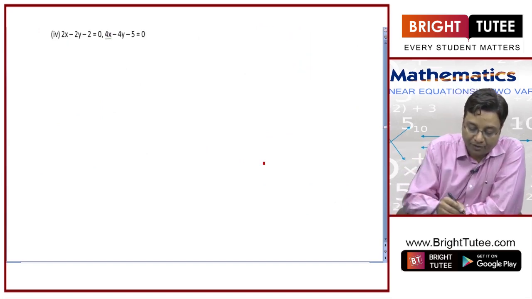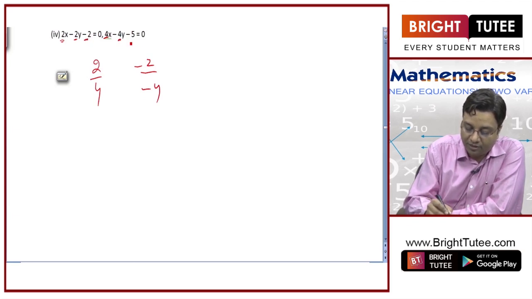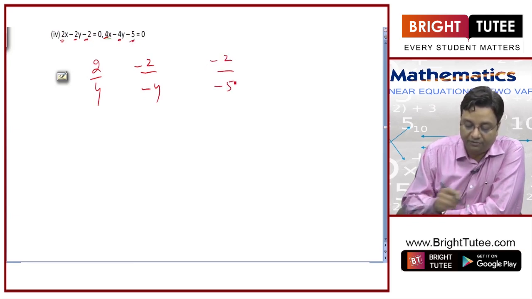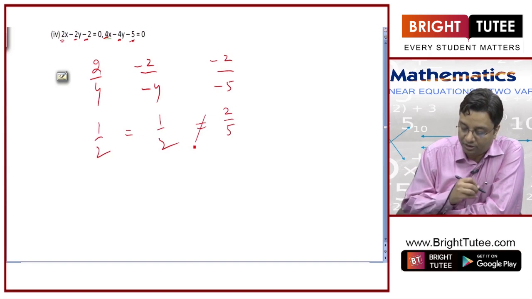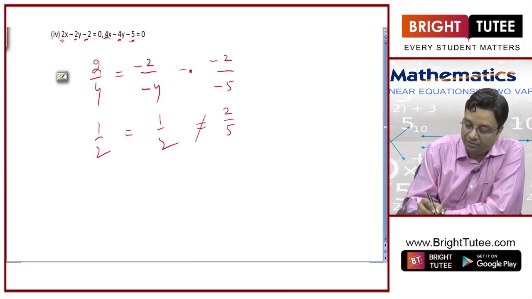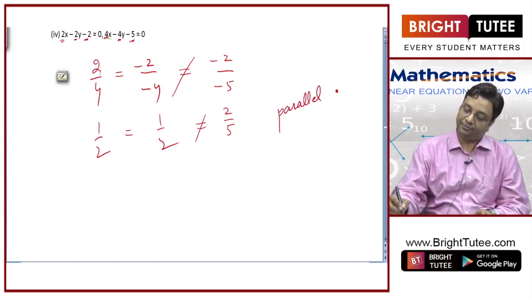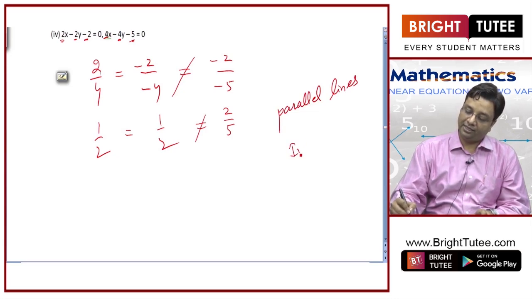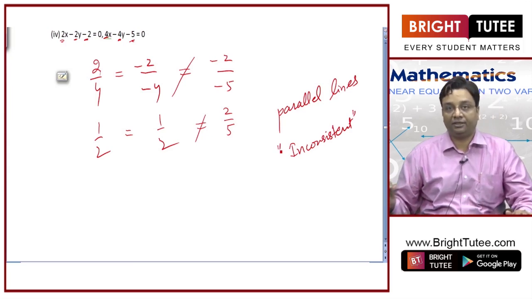Okay, 2 by 4, minus 2 by minus 4, minus 2 by minus 5, right? Now you clearly see that this is 1 by 2, this is again 1 by 2, but it is 2 by 5. So these two are equal, but these are not equal to this. So parallel lines, hence inconsistent. So we don't have to go any further.